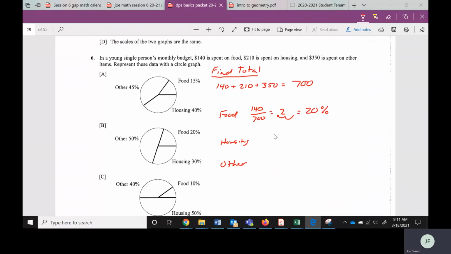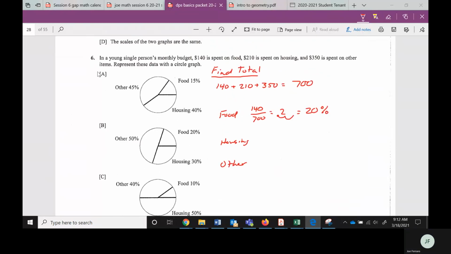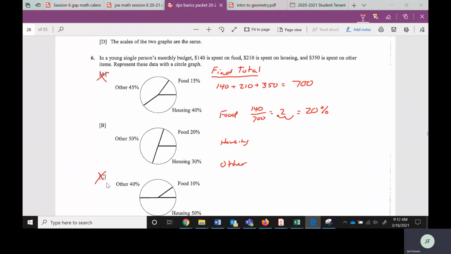Okay, now at this point, if you look at your multiple choice, if you feel you really did that correctly, you could eliminate A and C, because if food's 20%, this says 15, this says 10. Now we can't necessarily just circle B because there's also this none of these choice. So it could end up being none of these. So let's look at the housing. Housing is 210 right up here. Okay, out of the 700 total that we found.